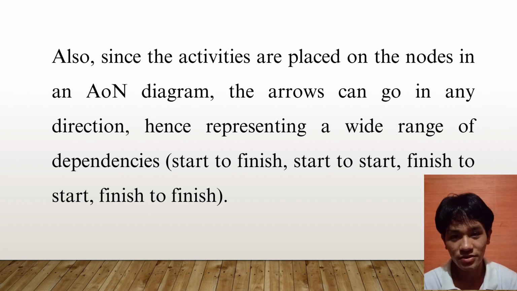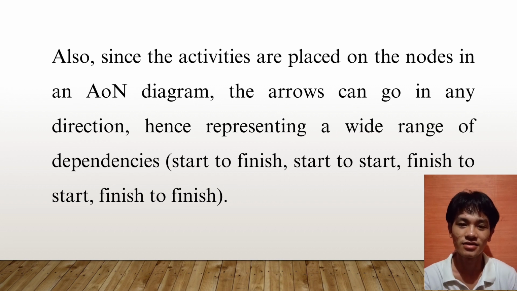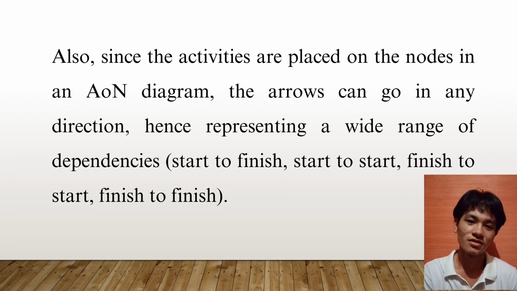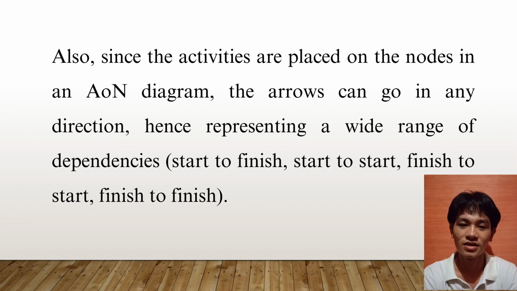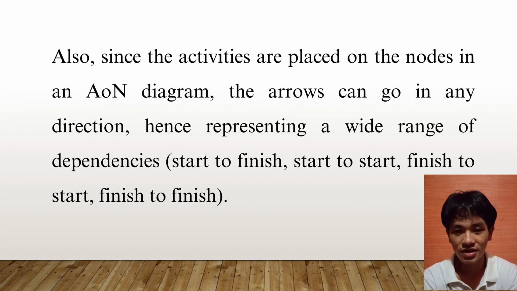AON diagram nodes represent activities or tasks that need to be completed within the project. Each node typically includes information such as the activity name, duration, and other relevant details. The edges in an AON diagram represent the precedence relationships between activities. These relationships define the order in which activities must be completed. For example, if activity A must be completed before activity B can start, there will be a directed edge from node A to node B.